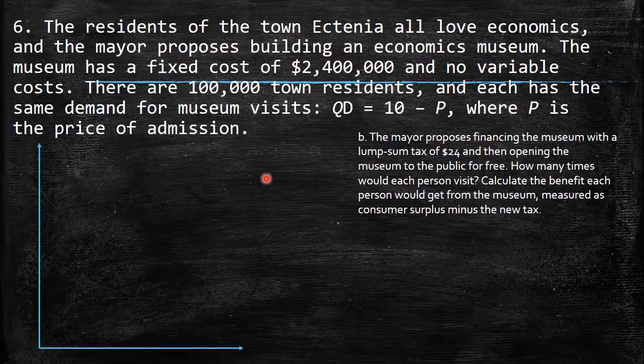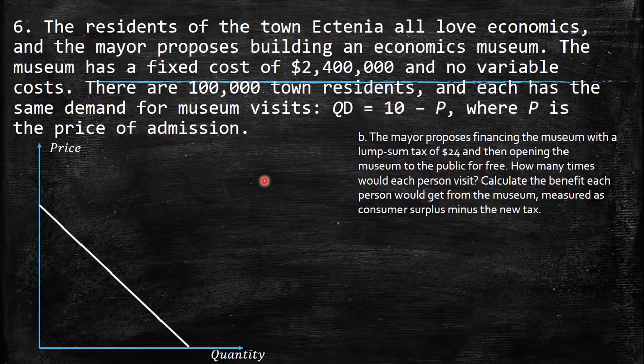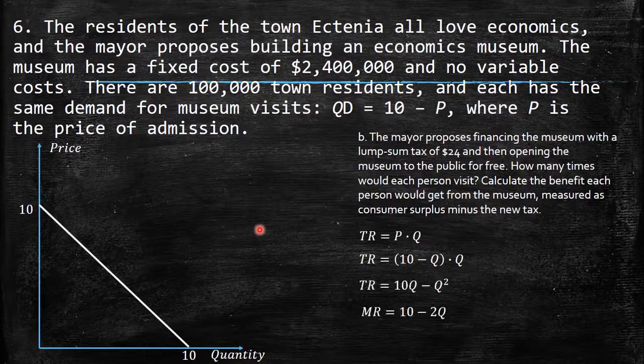So here we have the curve for one individual. If the quantity is 0, then P is going to be 10. If the price is 0, the quantity demanded is going to be 10. So here we have the demand curve of this person. Then here we have the total revenue, which is going to be P times Q.